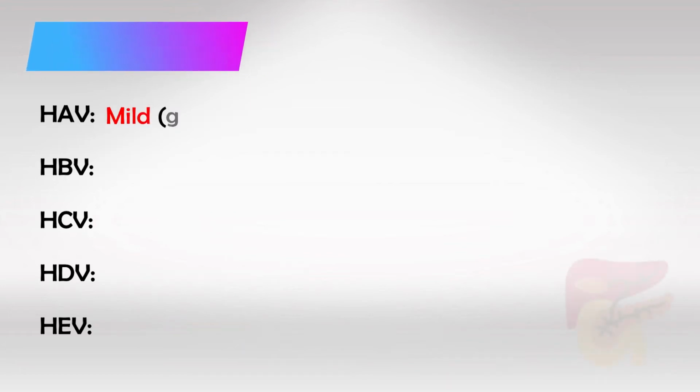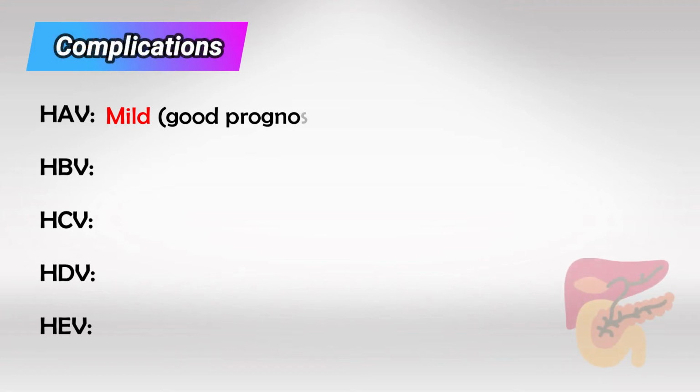Symptoms and complications wise, type A is very mild, and it starts very quickly. So pretty much as soon as somebody is infected, they will start showing symptoms. But luckily, as they say, easy come, easy go, so it doesn't last very long. And most of the time, it doesn't really need treatment. So the prognosis is very good.